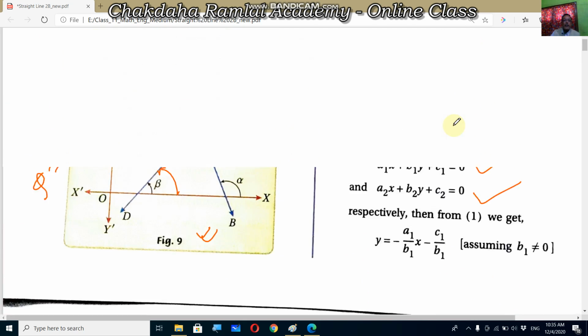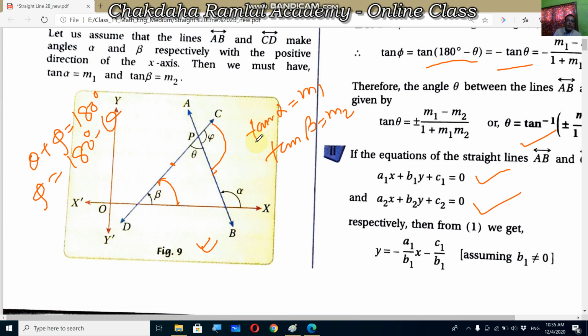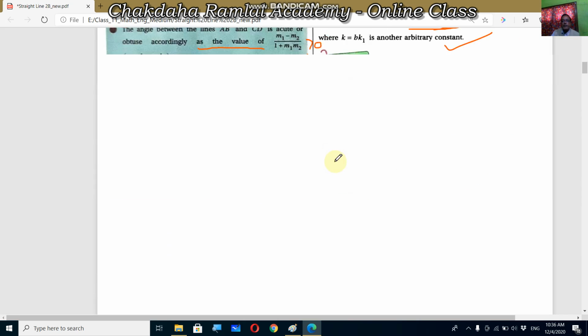Here theta is equal to 90 degrees. If theta is equal to 90 degrees, then AB is perpendicular to CD.